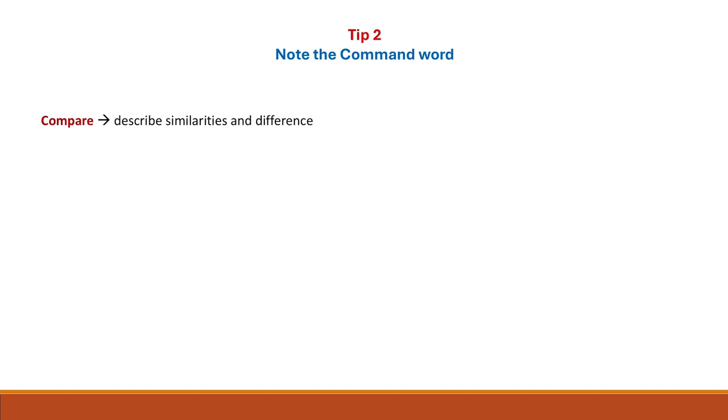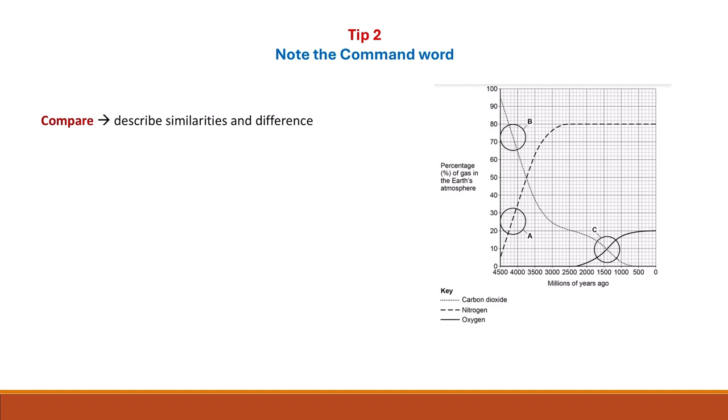So first of all, if they ask you to compare, then you need to describe similarities and differences. This is a past exam question as well, where they have the years and the percentage changes of different gases, and they ask you to compare the changes in the percentage of gases in the region labeled C. This is for carbon dioxide and oxygen. So you have to make 2 observations as well because of the 2 marks.